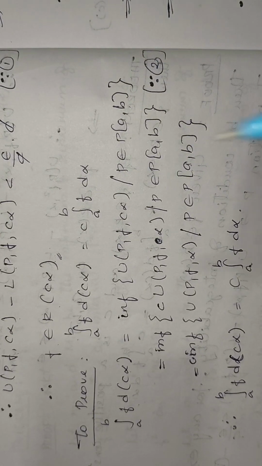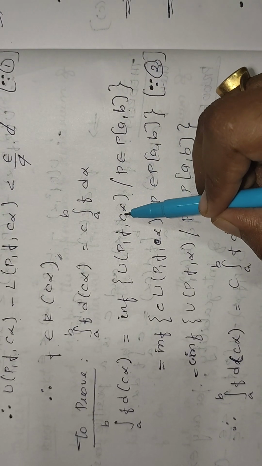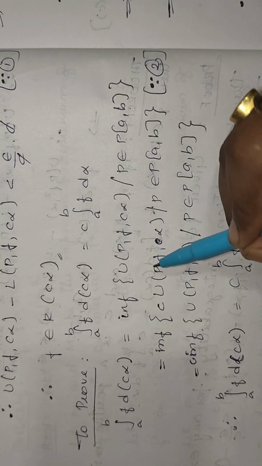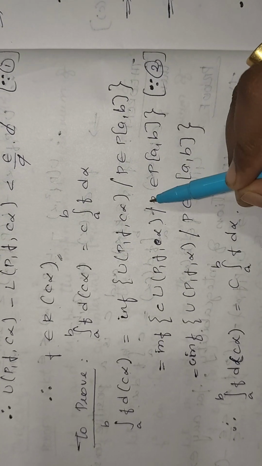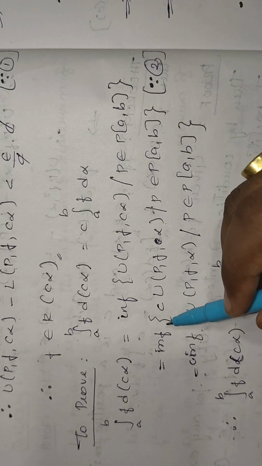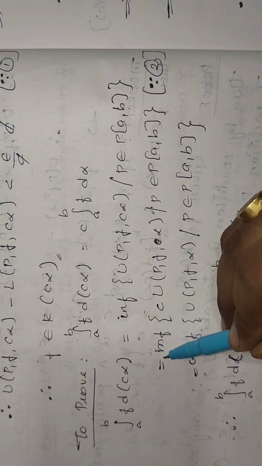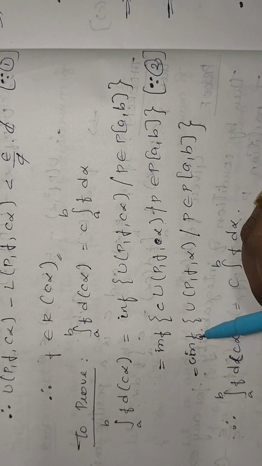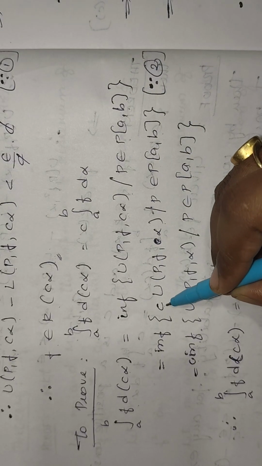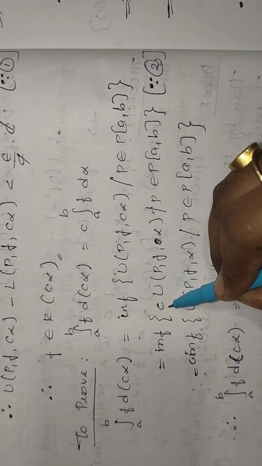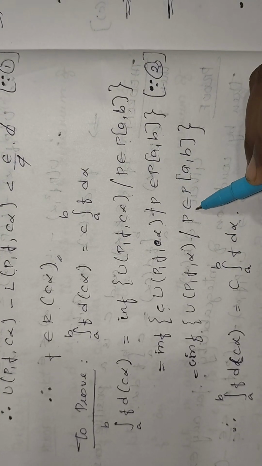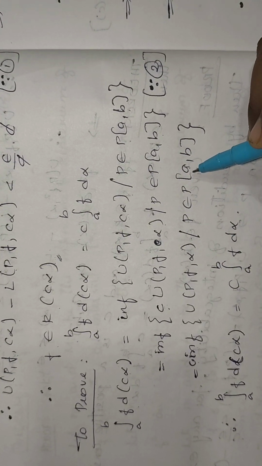And see here, since c is a positive constant, I can take it outside and write c into U(P, f, alpha), where P is again any partition of the closed interval [a, b]. I can also take it outside the infimum and write c into the infimum of U(P, f, alpha). Why? Because c is again a positive constant. So c into the infimum of U(P, f, alpha), where P is any partition of the closed interval [a, b].